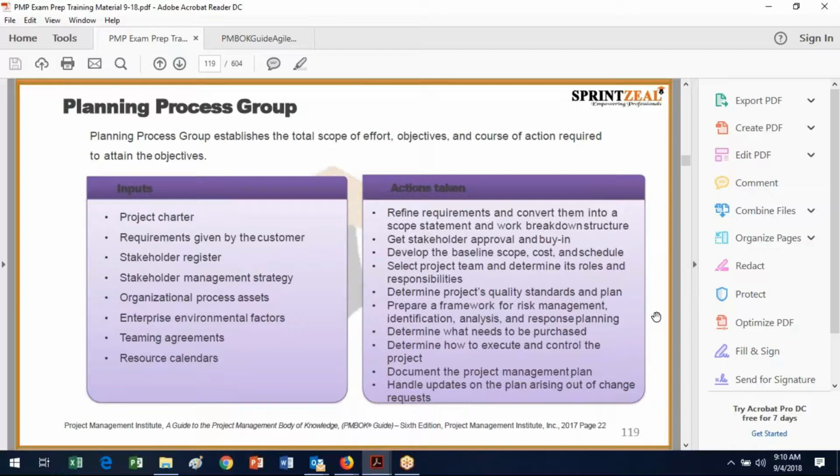And then we've got our enterprise environmental factors, and remember, are those internal or external? I'm sorry. Okay. Enterprise environmental factors. Well, it's both, external and internal. Well, the enterprise environmental factors, now those are all the external ones. Okay. That's culture, environment, everything else. Correct. And then you've got teaming agreements, and then you've got resource calendars.